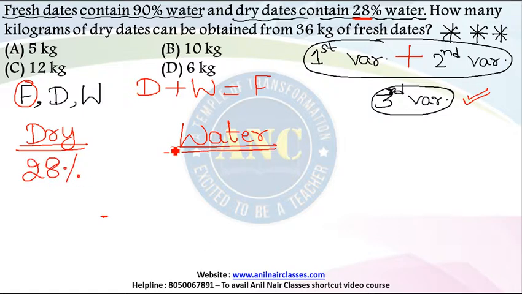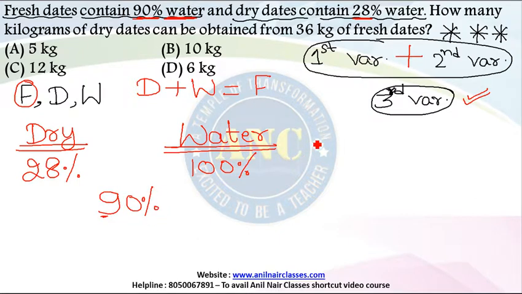Similarly, how much water does water contain? Water will contain 100% water. Water is nothing but water only, right? Can water become something else? No. Water contains 100% water. The resultant is fresh dates. How much water quantity is there in fresh dates? It contains 90% water. Resultant is 90.